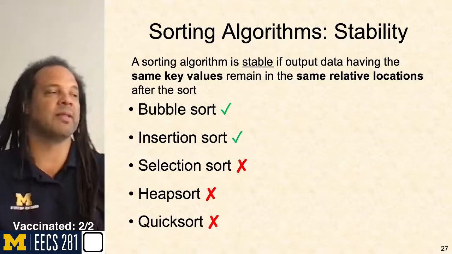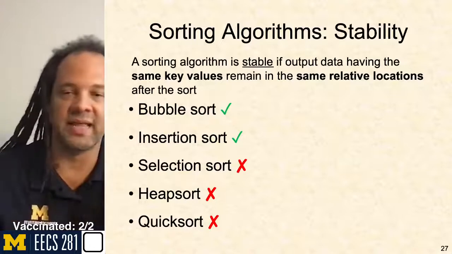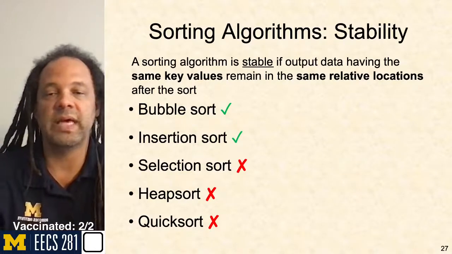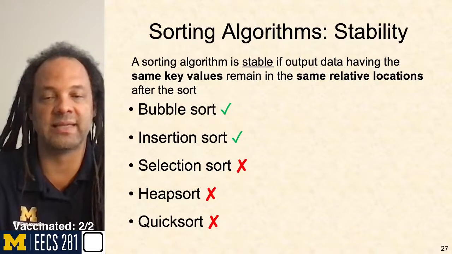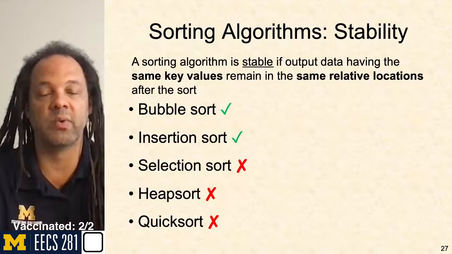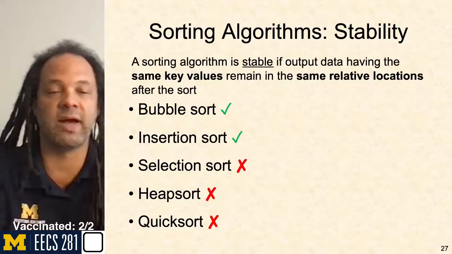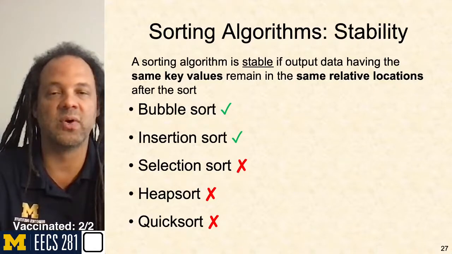Selection sort was grabbing the smallest item from wherever we found it and moving it to the beginning. Not stable. Heap sort, also because of the heapifying aspect of it, was not stable. Quicksort, we know that we're swapping something from the left to the right. These long-distance swaps are also not stable.